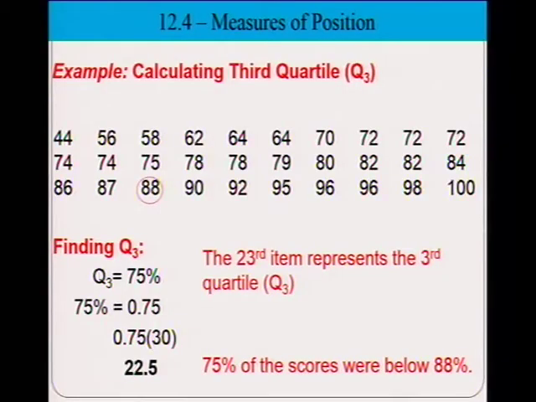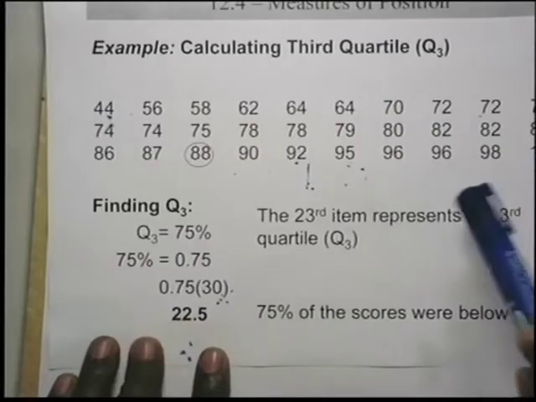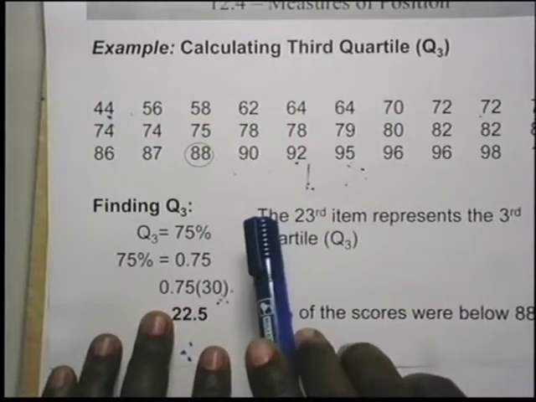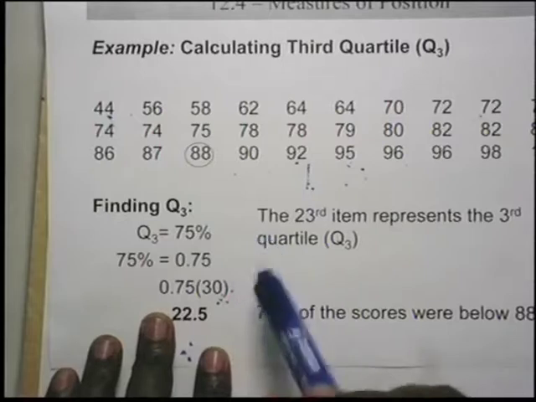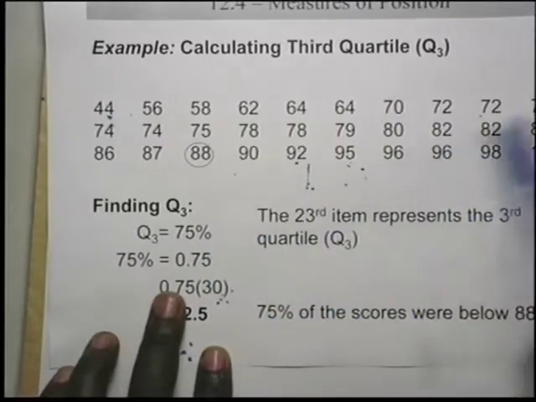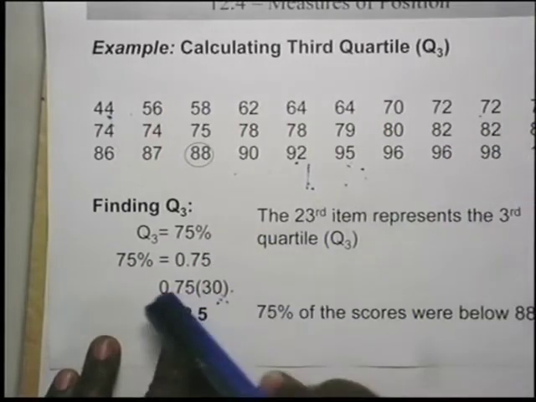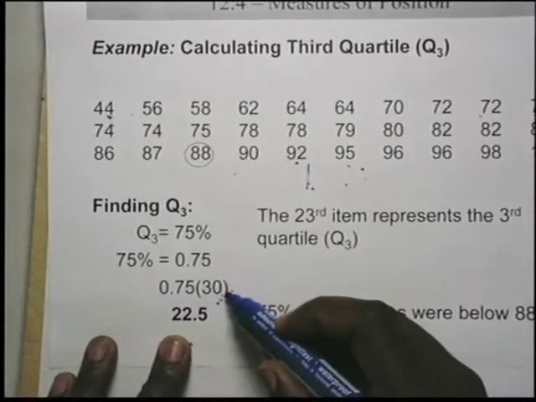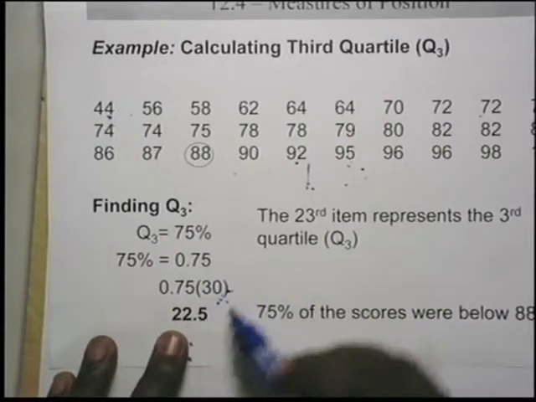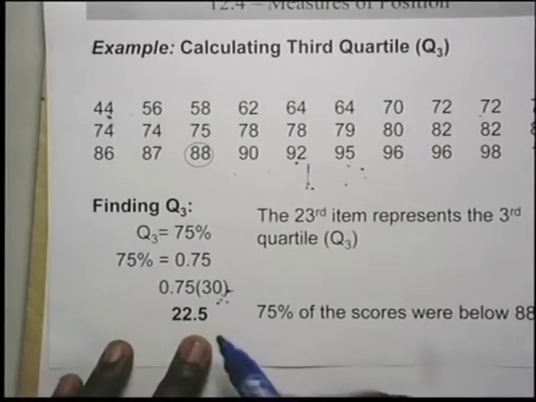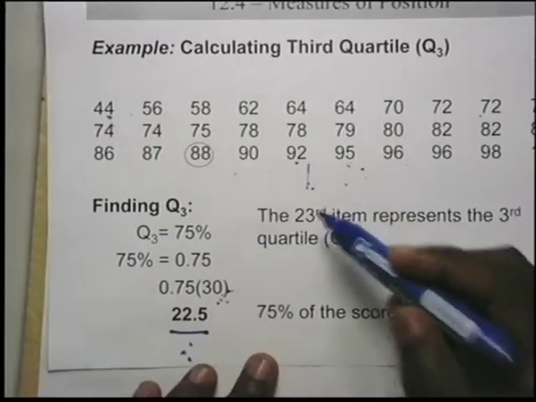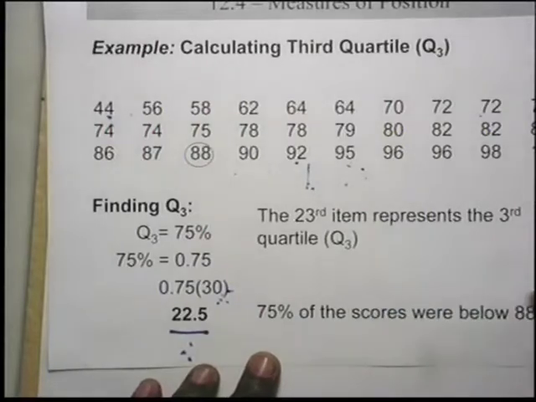We look again at our array of data as given, arranged already, and we've said the third quartile is equal to 75%, which is 0.75. The total number of units is 30, so it becomes 0.75 multiplied by 30. And this will give us 22.5. When we round this 22.5 up, it gives us 23. So we have to focus on the 23rd item.